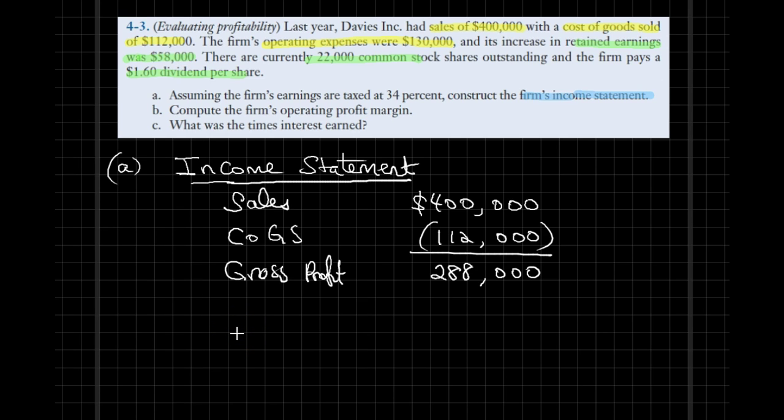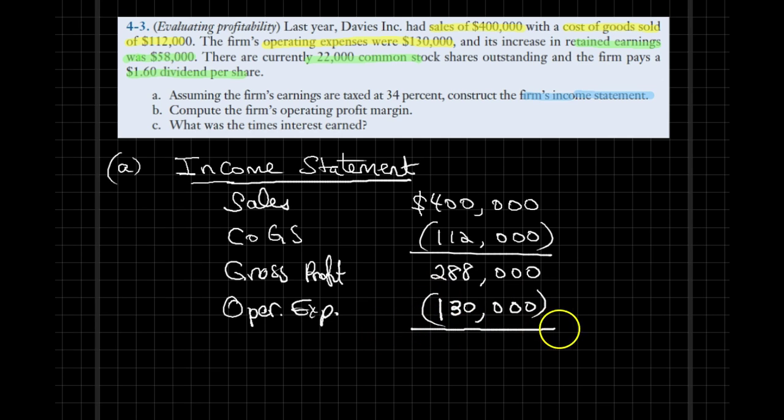Next, we should have our operating expenses. It's also provided in our problem, in the amount of $130,000. Doing the difference one more time, we should get our operating income in the amount of 158, I believe, yes, $158,000. So we're pretty much done with the first part of the problem.